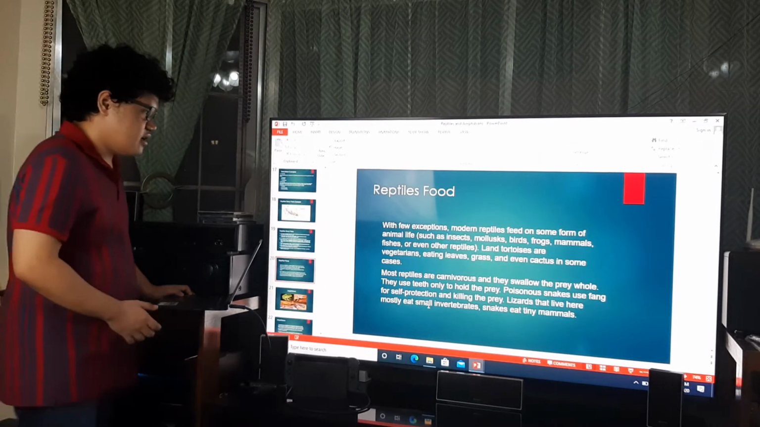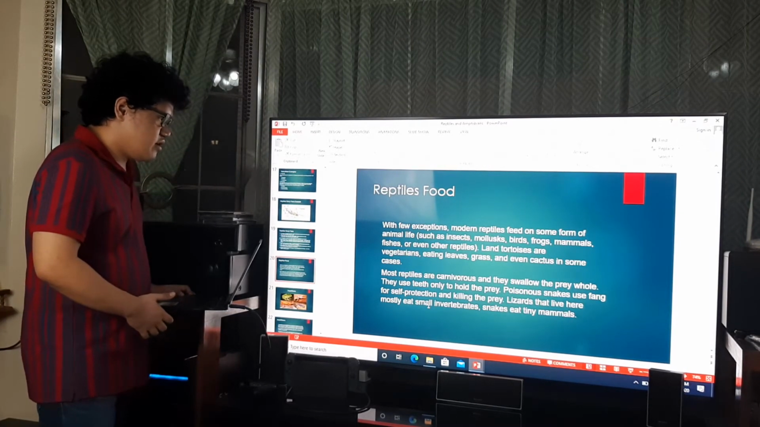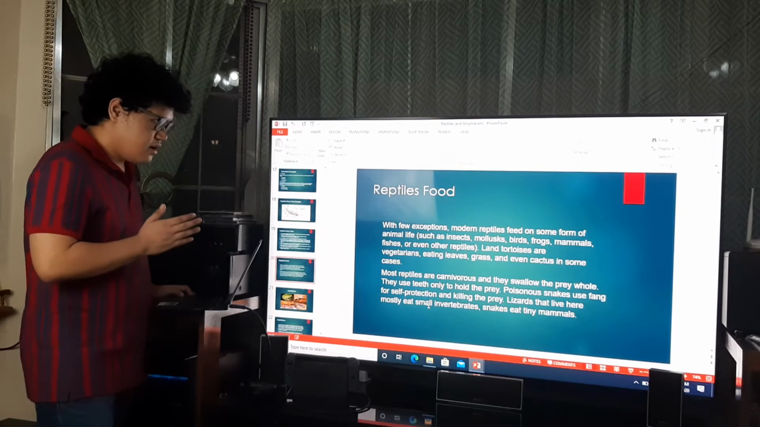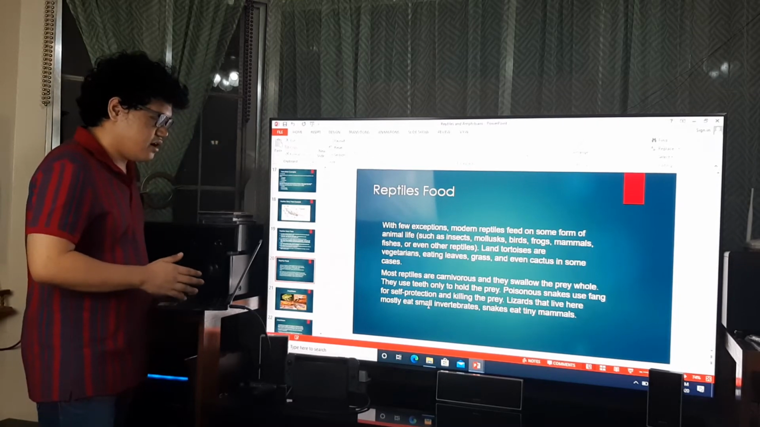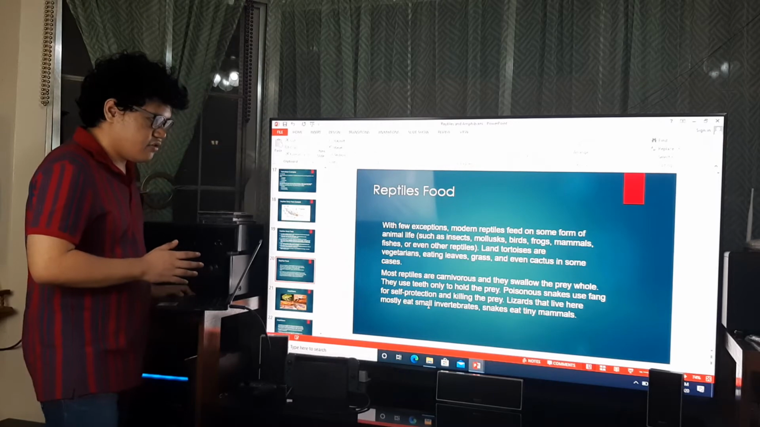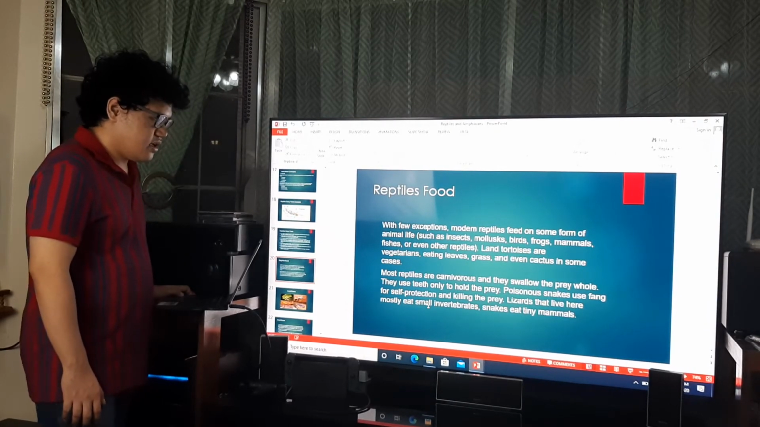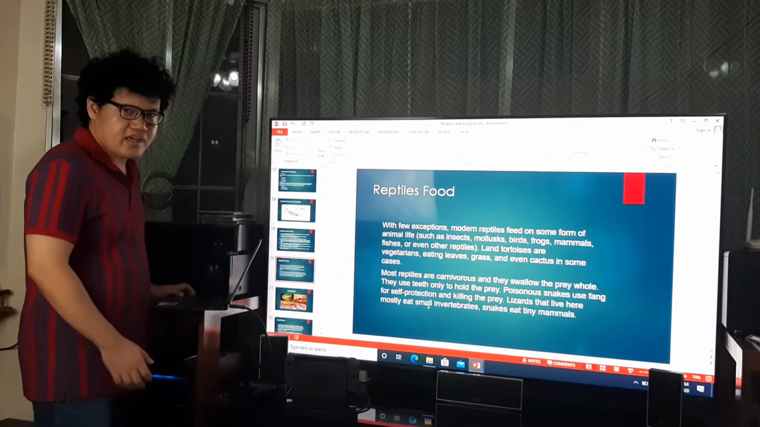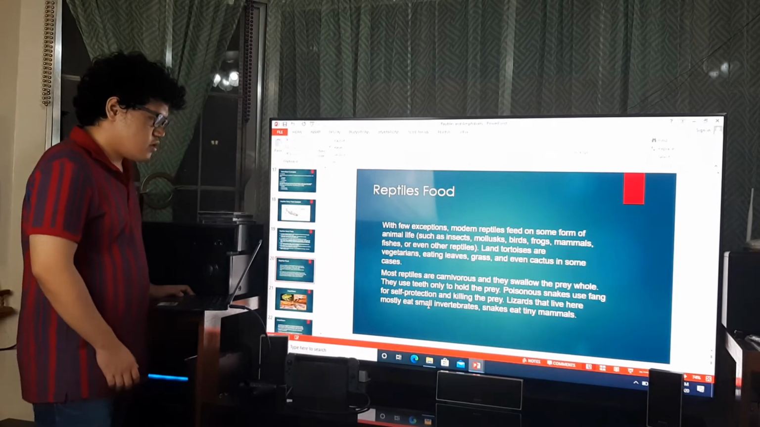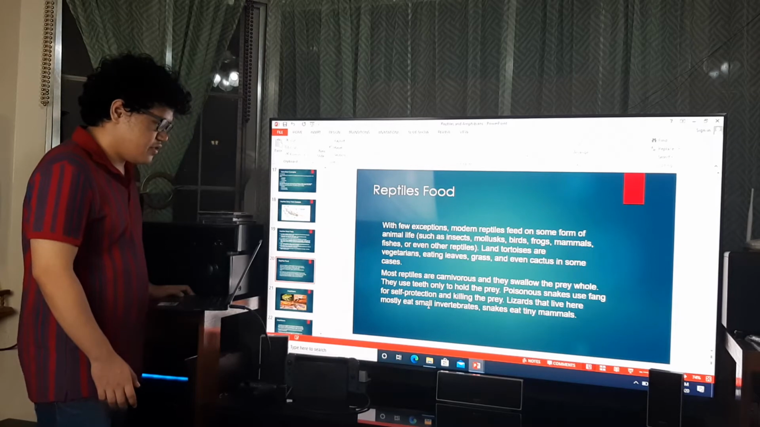The food of reptiles. With few exceptions, modern reptiles feed on some form of animal life such as insects, mollusks, birds, frogs, mammals, fishes, or even other reptiles. Land tortoises are vegetarians, eating leaves, grass, and even cactus in some cases. Most reptiles are carnivorous and they swallow the prey whole.